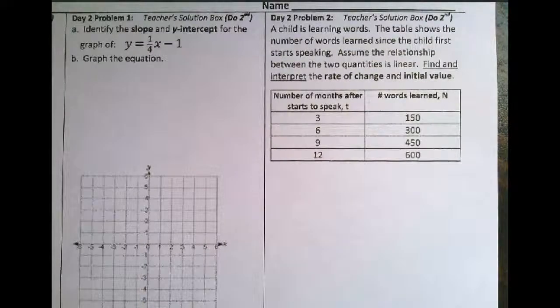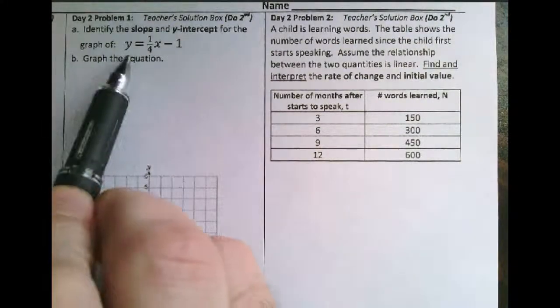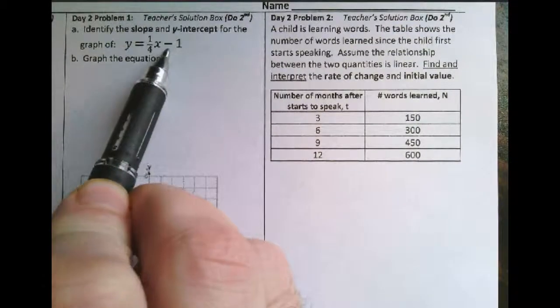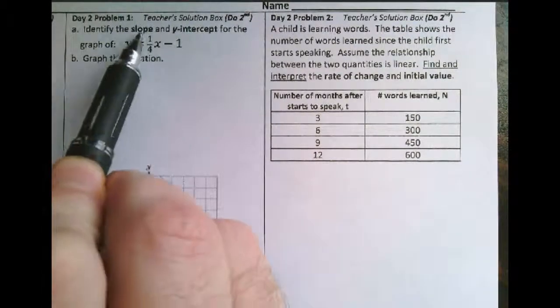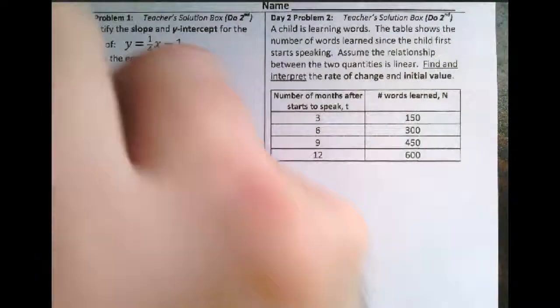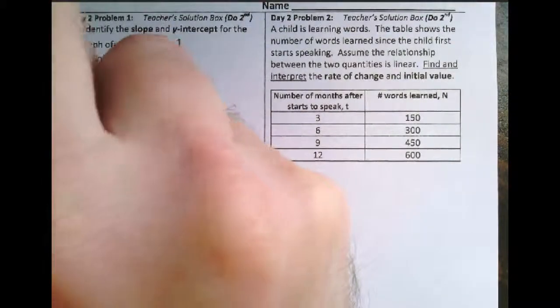Here's the solution for day 2, problem 1. Identify the slope and y-intercept for the graph of y equals 1/4 x minus 1. This equation is written in a particular form that makes it very easy for us to identify the slope and y-intercept. So for question A, let's first get the slope.